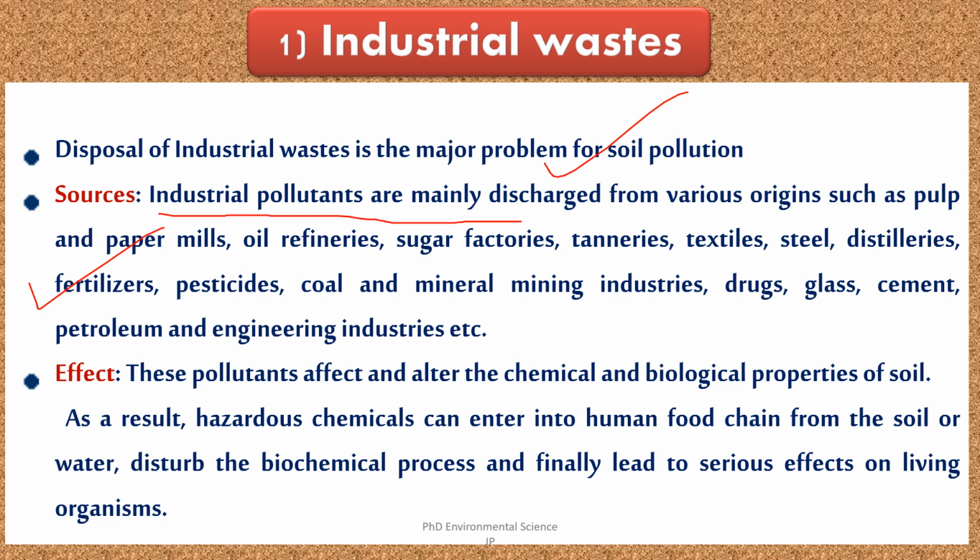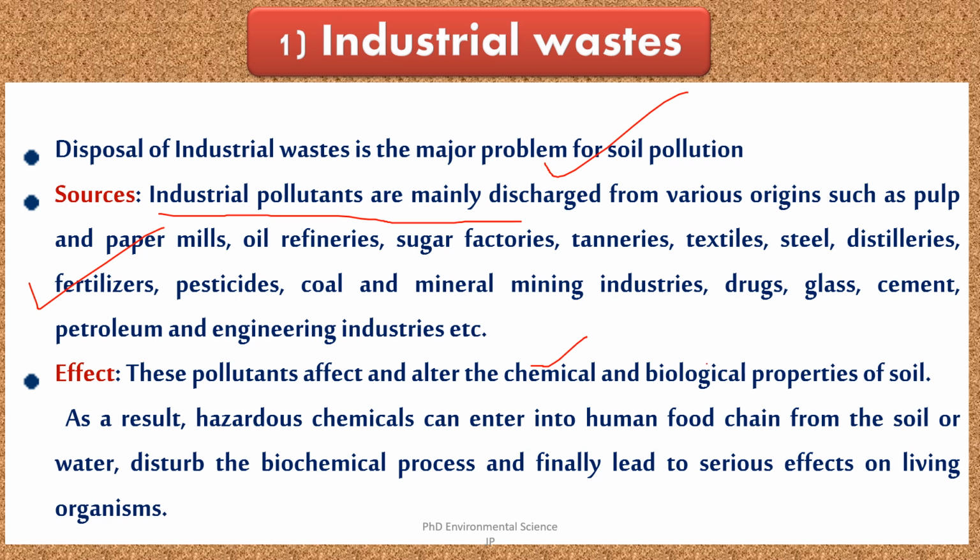These pollutants can cause chemical alterations. Industrial pollutants contain a variety of toxic chemicals, heavy metals, organic compounds, and other substances that can alter the chemical composition of the soil. These pollutants may include arsenic, lead, mercury, benzene, PCBs, and dioxins, and many others.